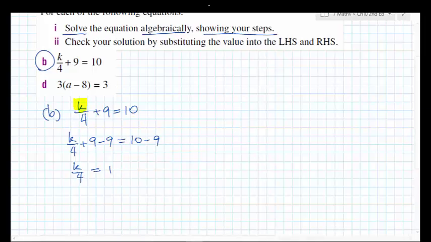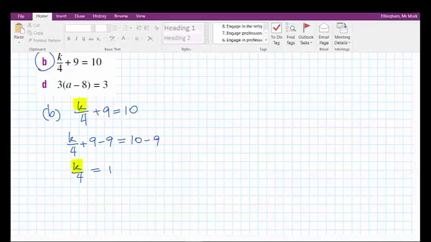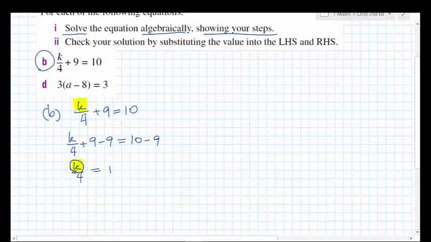Again, I'm looking at trying to solve for this k. I still think I have k and I divided by 4. The last thing I did on this side to construct it was divide by 4, so to get rid of that 4, I multiply both sides by 4. K on 4 times 4 equals 1 times 4. These 4s cancel each other out, and I end up with k equal to 1 times 4, which is 4. That's what k is equal to.